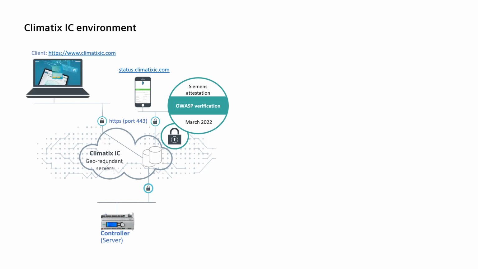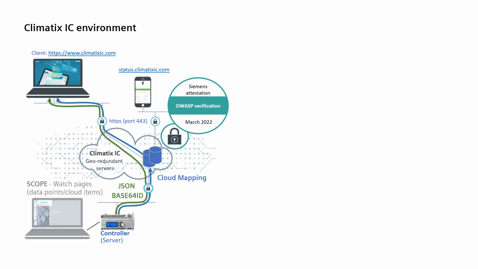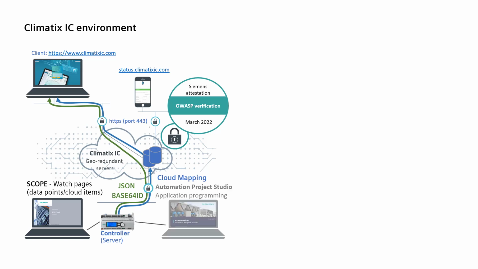The cloud items or the data points displayed in the browser can have their source from the Climatics IC database via the cloud mapping mechanism, or directly from the controller via JSON or base64 ID mechanism. The purposes of the mechanism will be explained in the Web Graphics chapter. The Scope tool is used for commissioning, including the creation of watch pages that define which data points are available to be mapped to Climatics IC. The application program logic running on the controller is programmed via the Automation Project Studio.